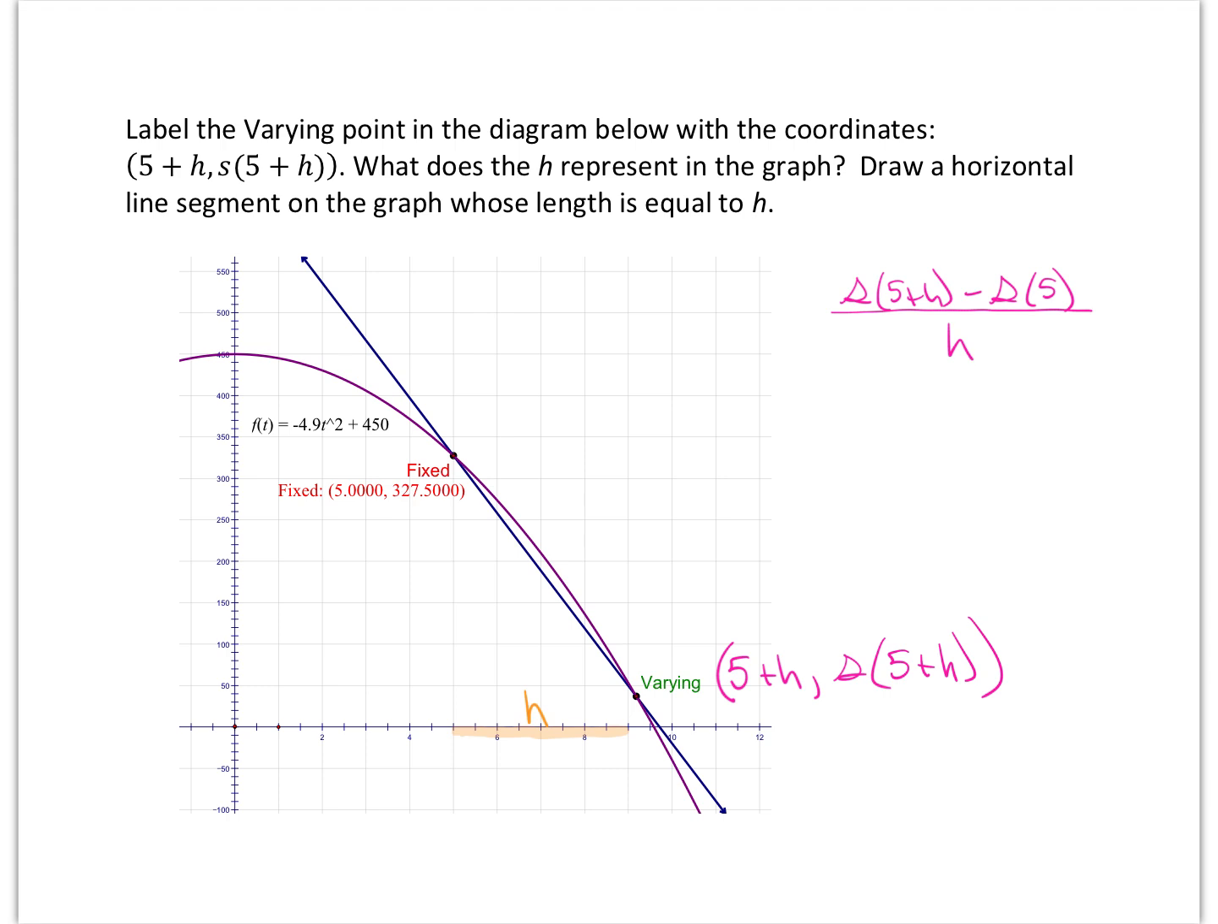And then what we did is we let that value of h get smaller and smaller, so we let the varying point get closer and closer to the fixed point. This horizontal distance between the fixed point and the varying point was shrinking to 0. So if I want the instantaneous velocity, I take the limit as h approaches 0 of the average velocity. And that gives me the instantaneous velocity at t equals 5.